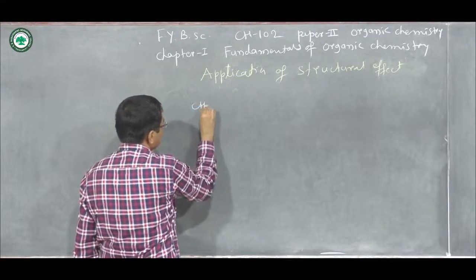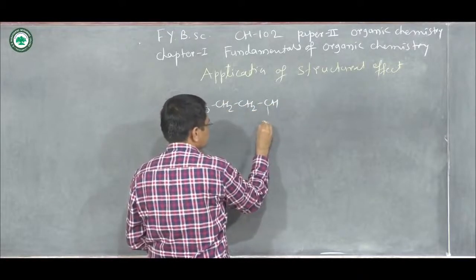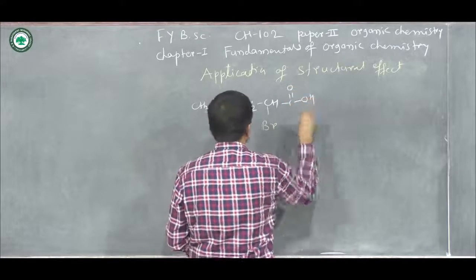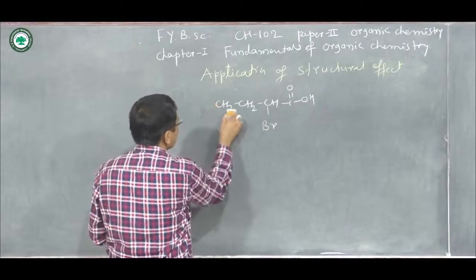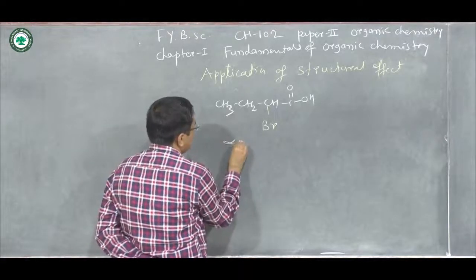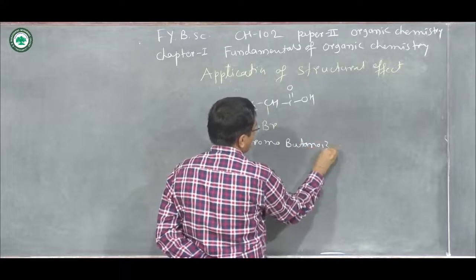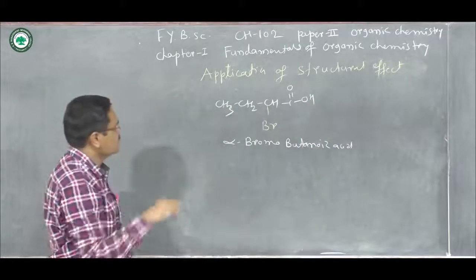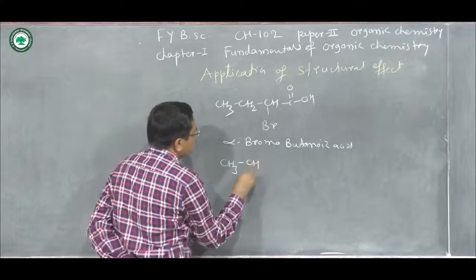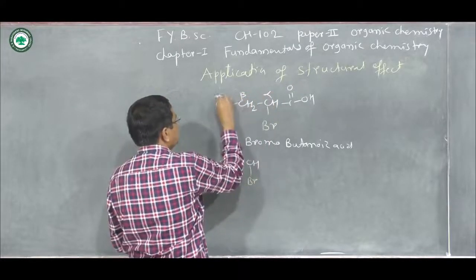Now here this is alpha bromo butanoic acid. Now we compare with this one, where the Br group is shifted to beta. This is alpha position, this is beta and gamma.